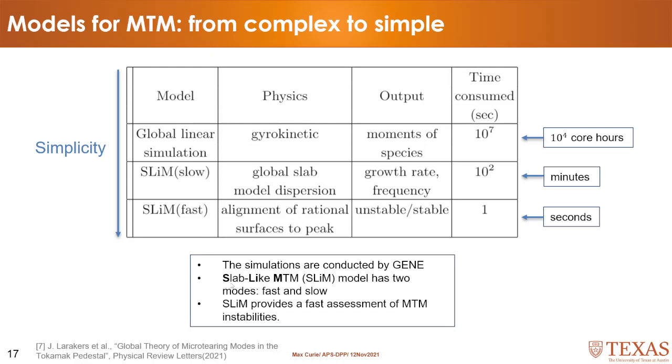The SLiM, slab-like microtearing mode, has two modes. One is slow, another is fast. Slow is basically calculating dispersion relations and was developed by Joe Larakers. We get the growth rate and frequency, and it will give the result in terms of minutes. The fast will basically check the alignment of the rational surface to the peak. It will tell us whether that mode is stable or not within seconds.